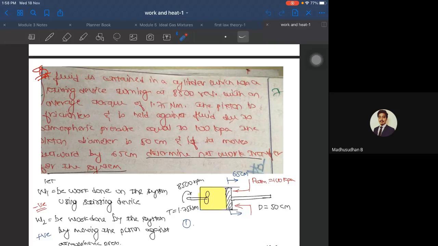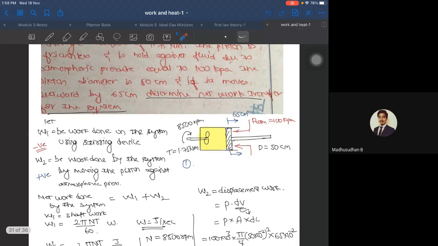So in this case, you have to determine the net work transfer for the system. Here it is a negative work, here it is a positive work. So you need to add these two to get the total work. So that is the problem. Let us see how it goes.